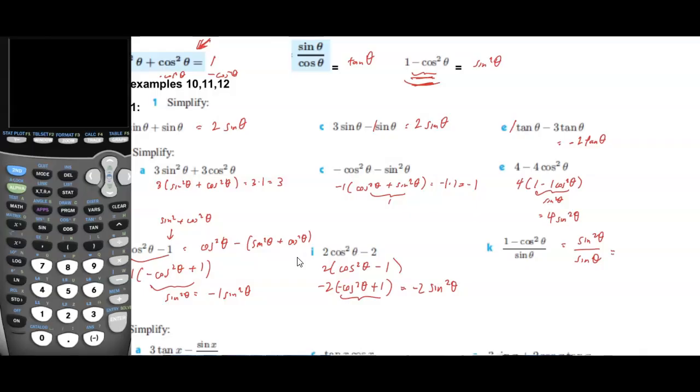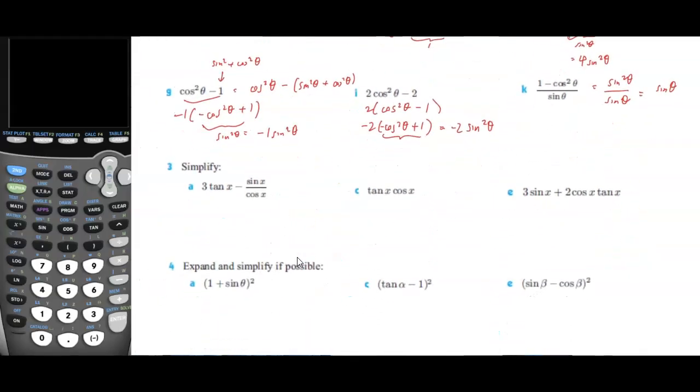Okay, here the top is sine squared theta, and the bottom is sine theta. And so sine squared theta on top, sine on the bottom, that leaves sine theta, because remember, the top is sine theta times sine theta, and the bottom is sine theta. So when you cancel out sine theta on top and sine theta on the bottom, you end up with just 1 sine theta.